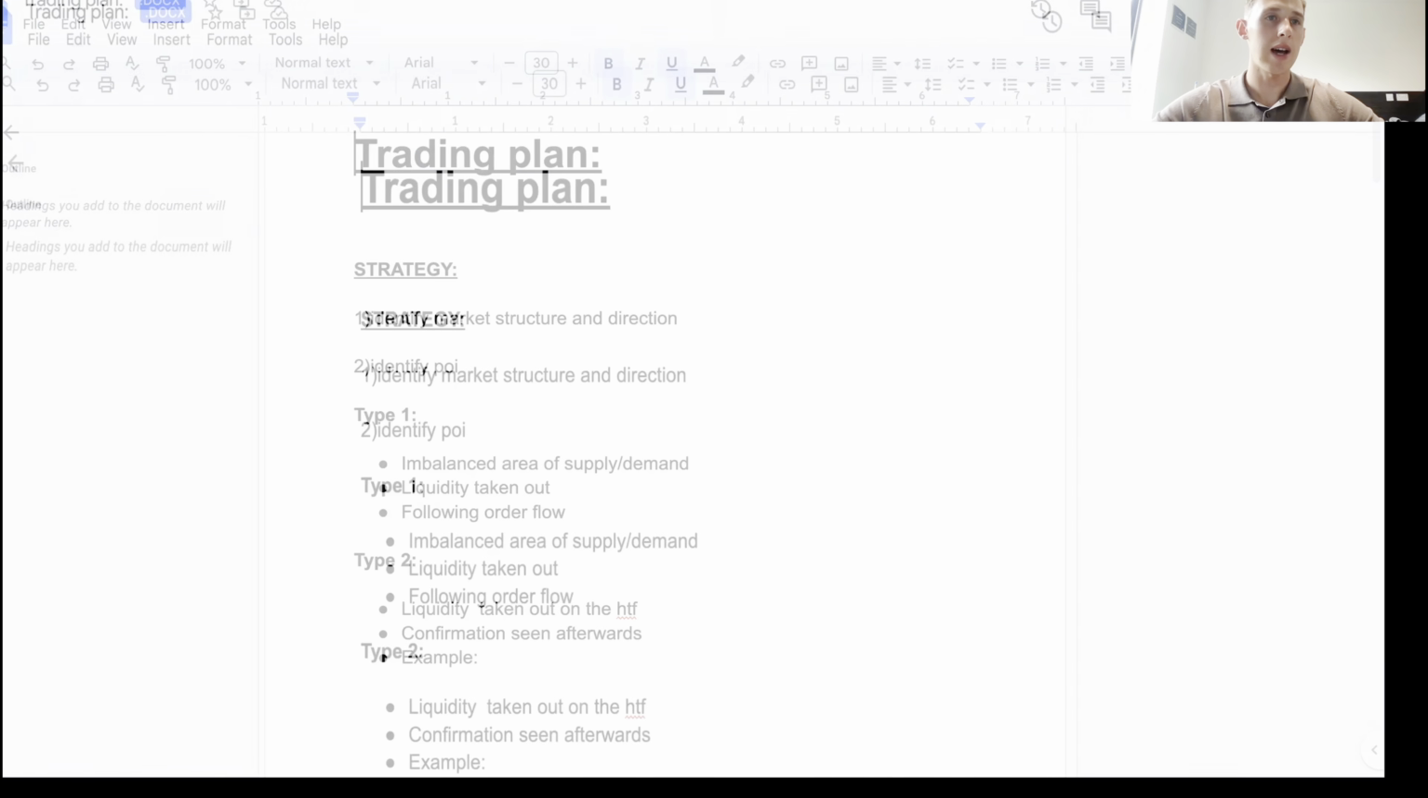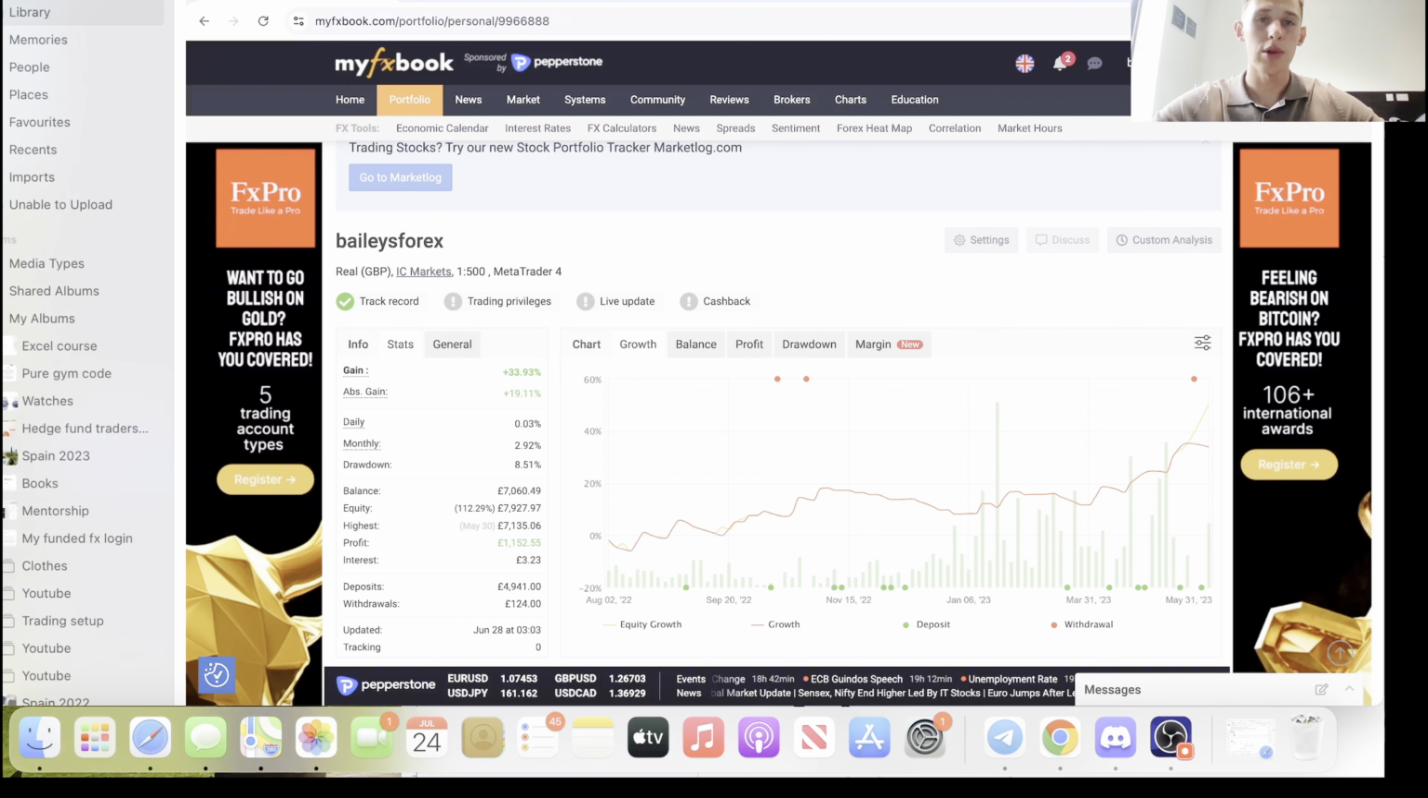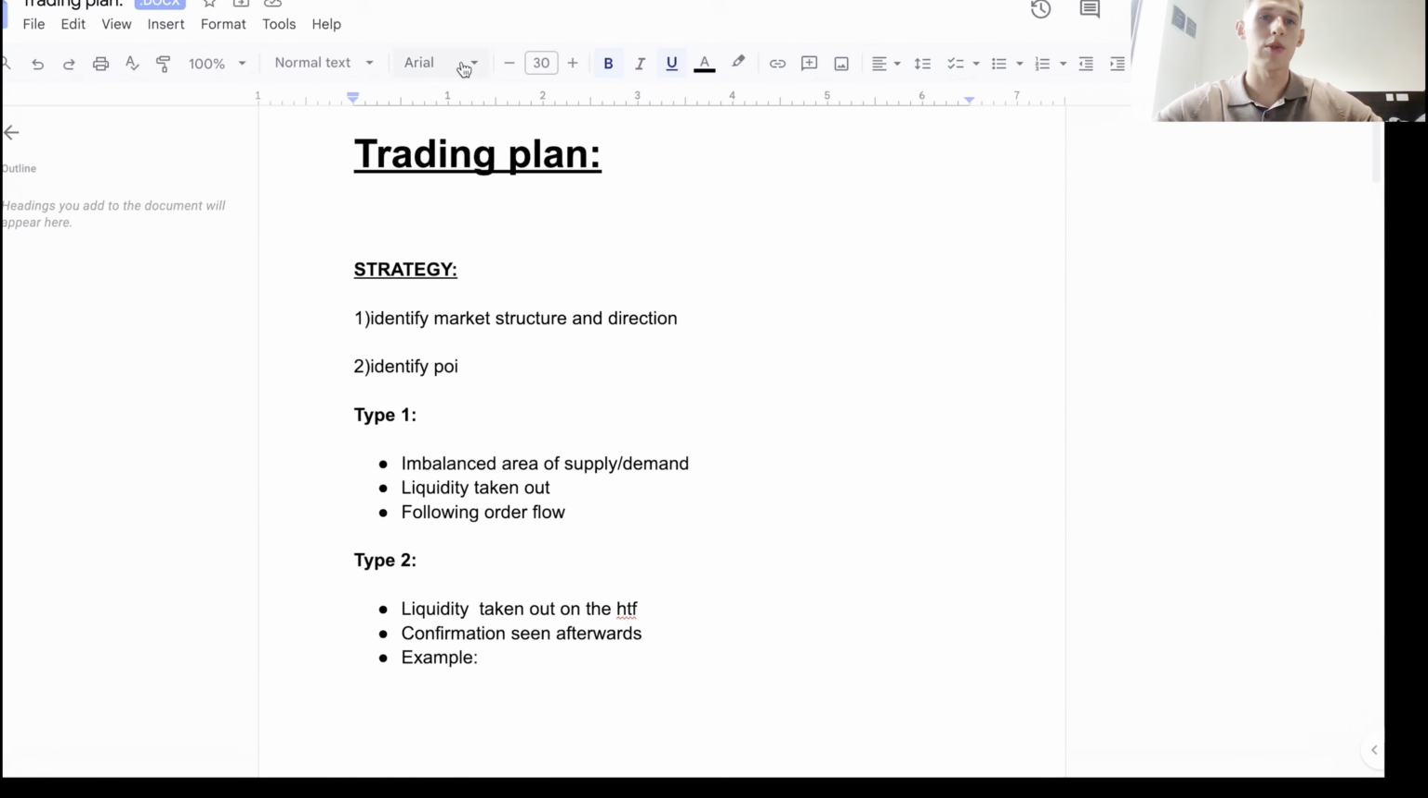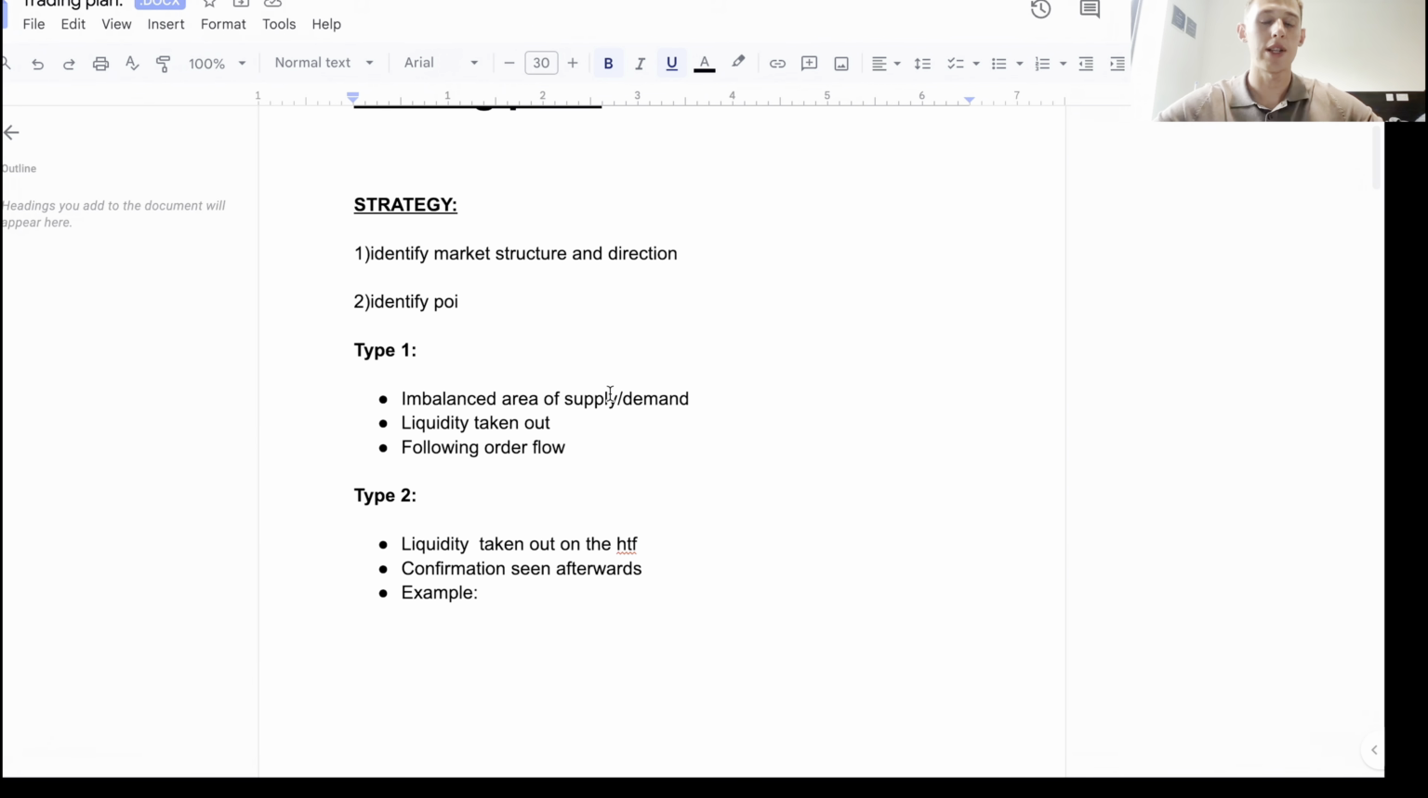But before I do that, I just want to quickly show you proof that this does actually work in the live market. So as you can see, this is my FX book track record. You can see it says my name on it. It's an IC Markets live account. It says real. And last year we did 34% using the same system on a decent sized account as well. So now that that's out of the way, let's walk through what the trading system actually is.